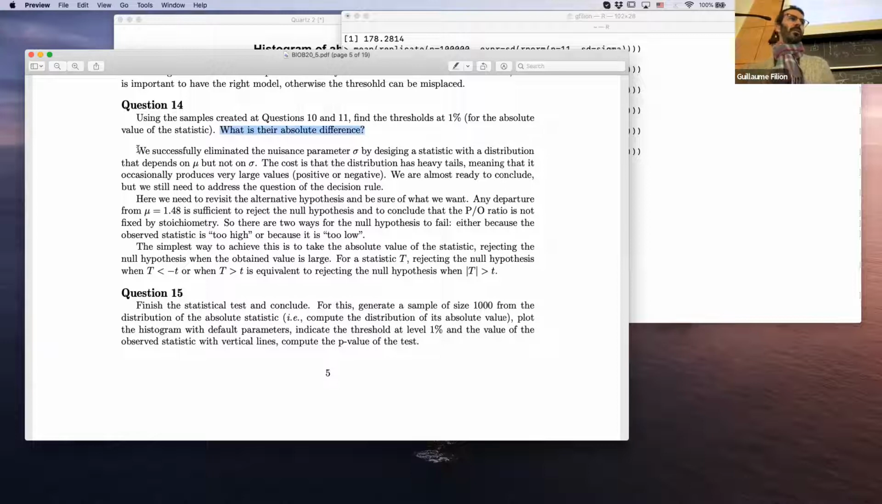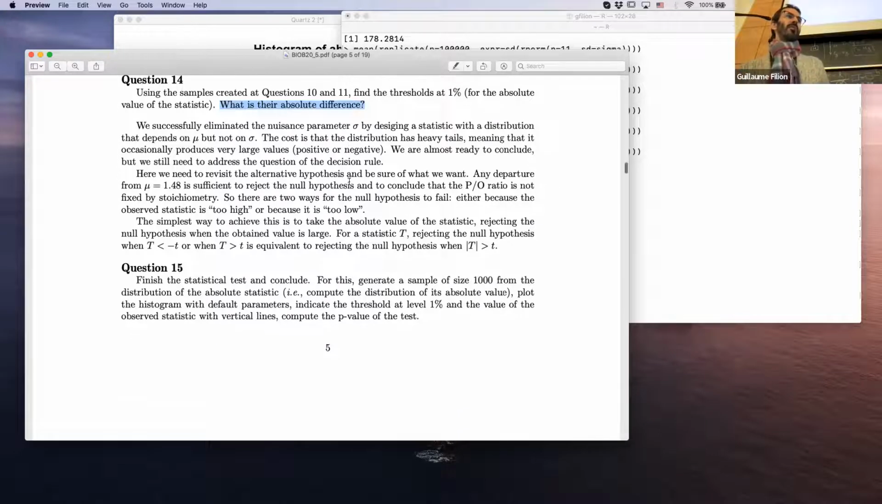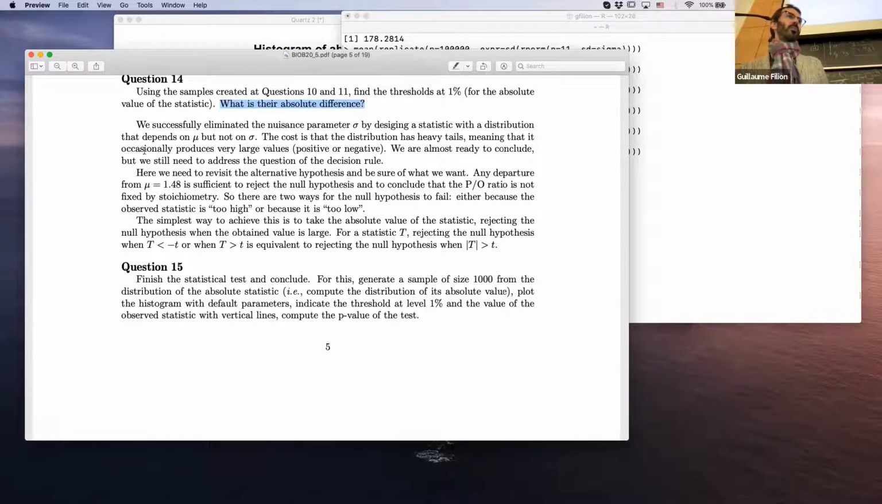We successfully eliminated the nuisance parameter sigma by designing a statistic with a distribution that depends on mu but not on sigma. That was the whole point. The cost is that the distribution has heavy tails, meaning that it occasionally produces very large values, positive or negative. We are almost ready to conclude, but we still need to address the question of the decision rule.